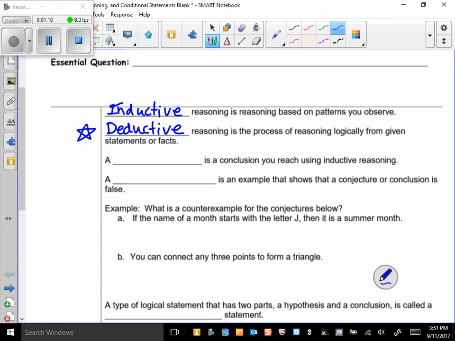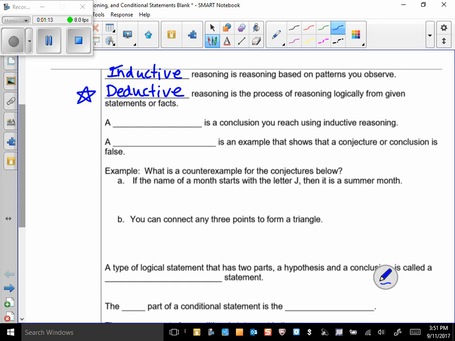Deductive reasoning is the type of reasoning we do when we use logic. Okay, and I think I just used this term a minute ago. A conjecture is a conclusion you reach using inductive reasoning. A counterexample, and I'm pretty sure you should have made flashcards for all these words last night. A counterexample is an example that shows that a conjecture or conclusion is false. We'll talk much more about all these terms in a little bit.